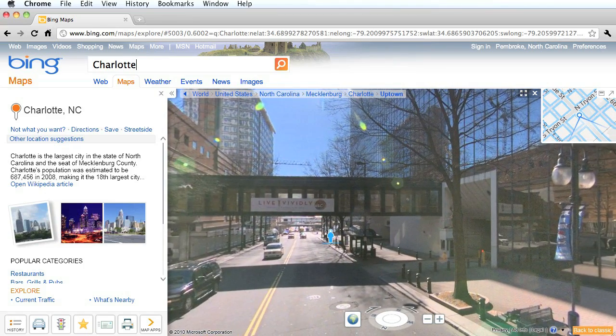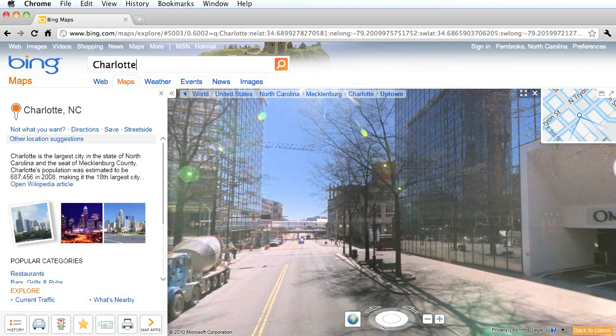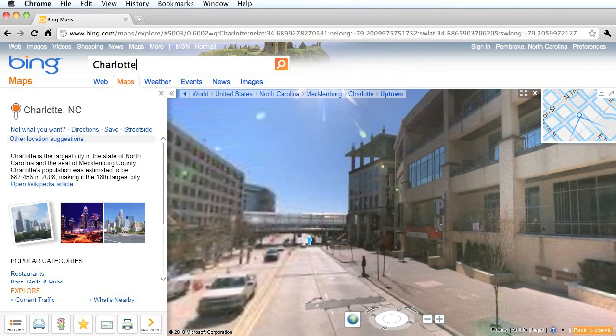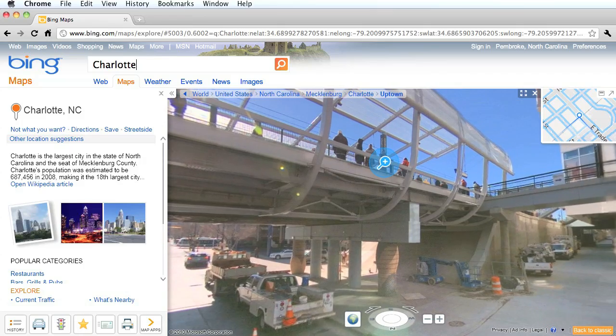So all of these different technologies, all of these different data sets allow us to begin to contextualize the world around us and begin to think spatially, whether we're talking about the sciences, social sciences, or humanities.